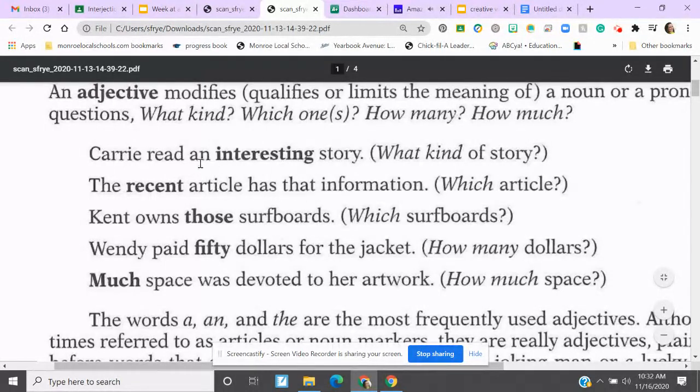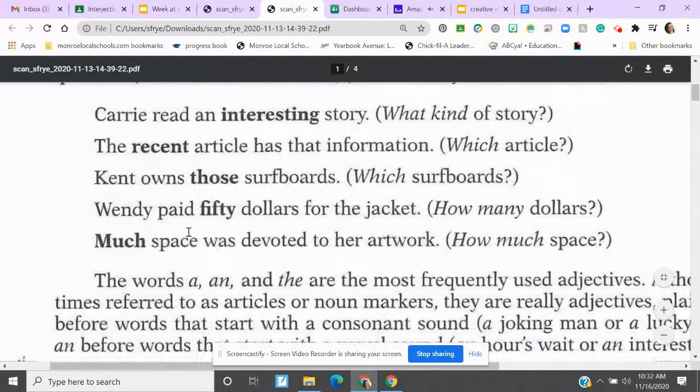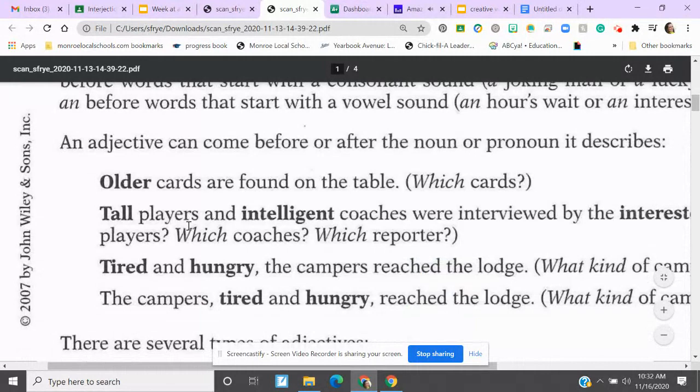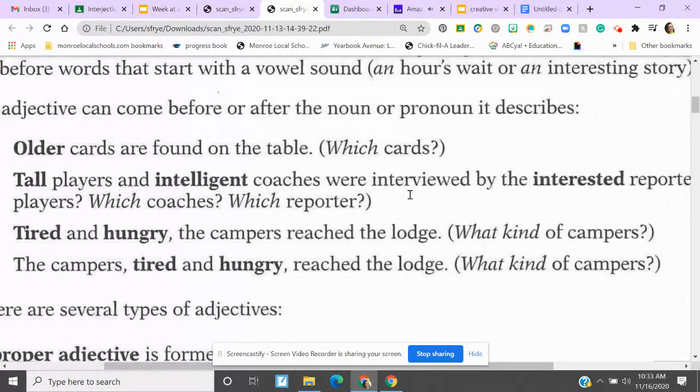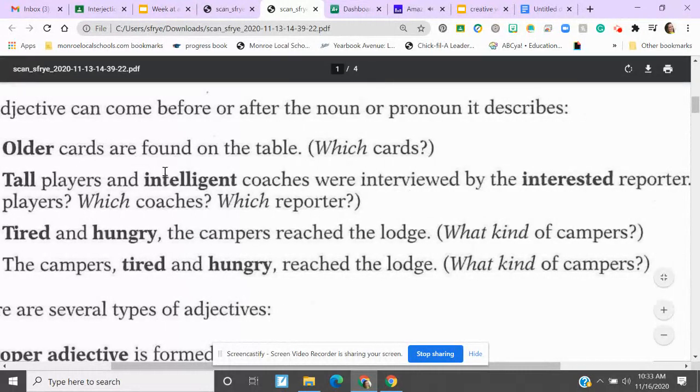The recent article had information. The article is being described by the word recent. Okay, so if we look at adjectives, most of the time, not always though, but a lot of times the word comes right before the word it's describing. So we have cards here and they're giving us specific details saying it's the older card. Tall players, intelligent coaches were interviewed by interested reporters. Okay, so tall describes players, intelligent describes coaches, interested describes reporters.